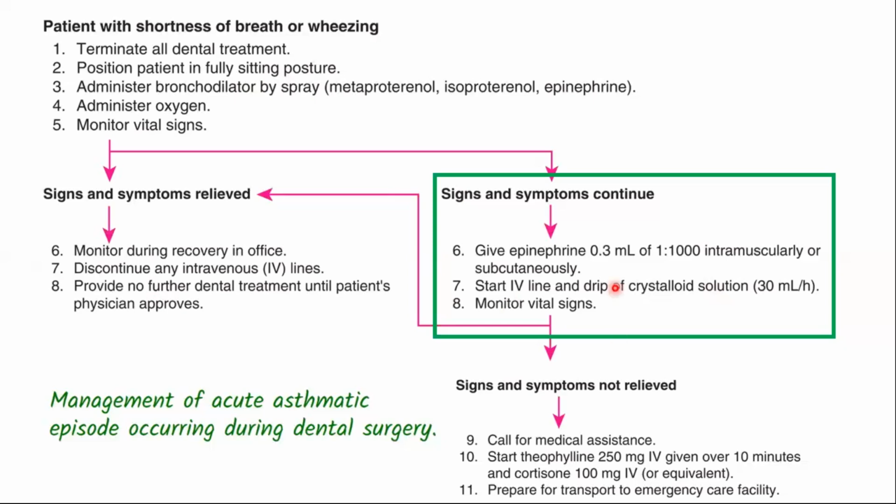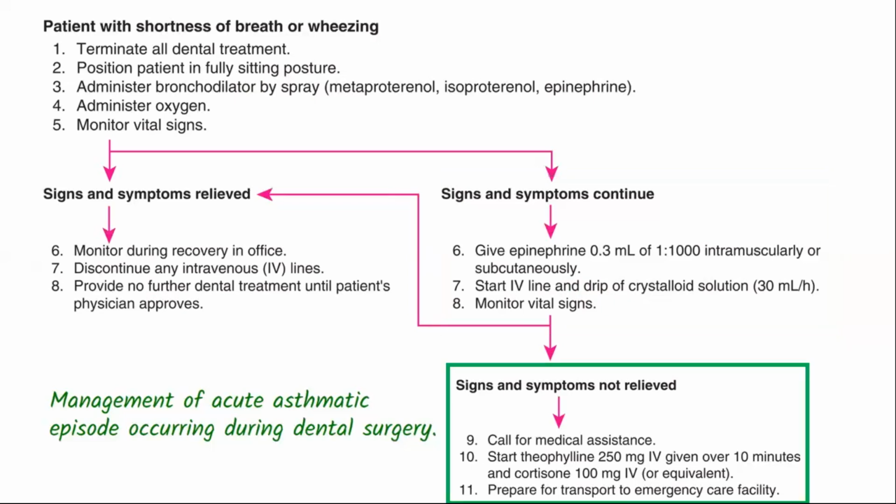Start an IV line and drip of crystalloid solution at 30 ml per hour. Monitor vital signs. Call for emergency medical help in severe respiratory distress. If signs and symptoms are still not relieved, call for medical assistance.